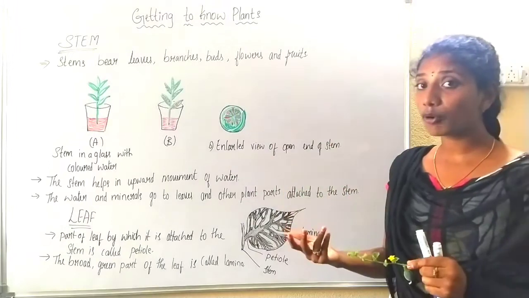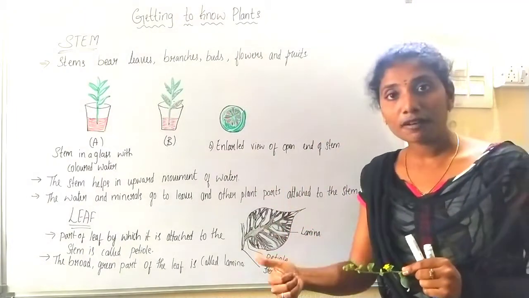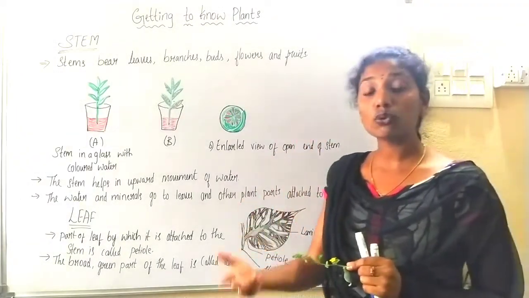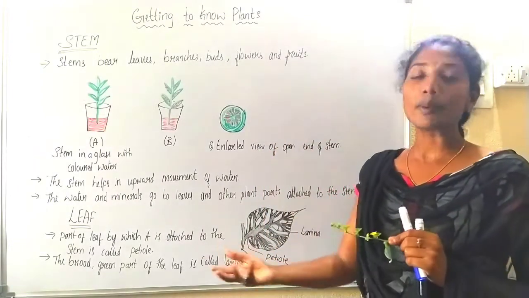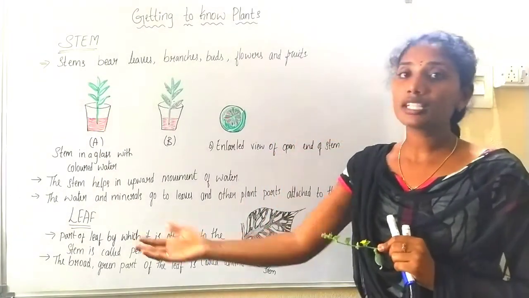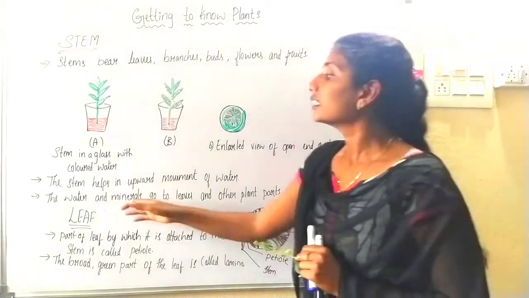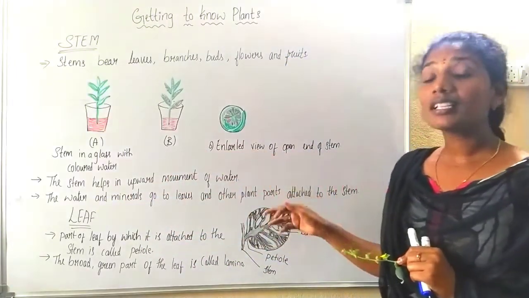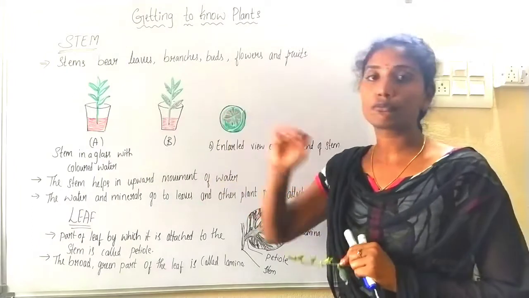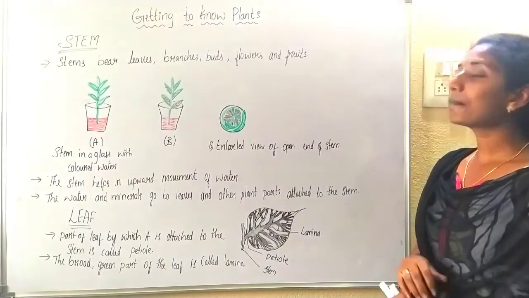So the different parts of the body means what are they? It might be the flower, it might be the bud, it might be the fruit, it might be the leaf, or a branch. Okay. So for all the different parts of the plant, the water and minerals are supplied with the help of the stem. So this is about the stem.